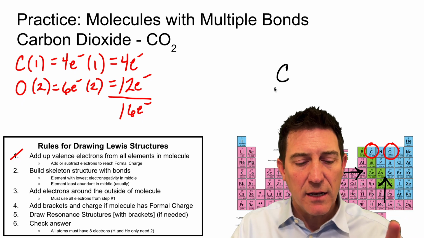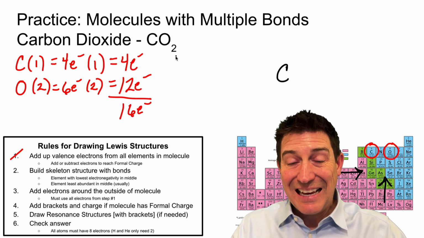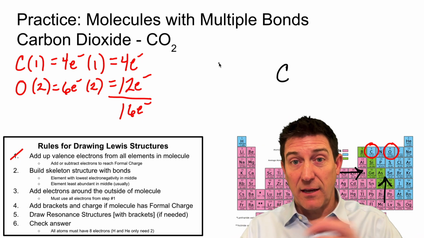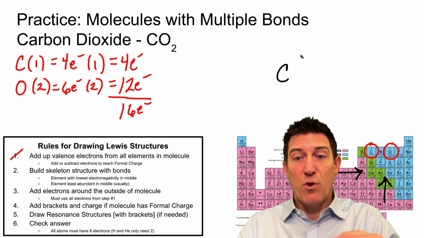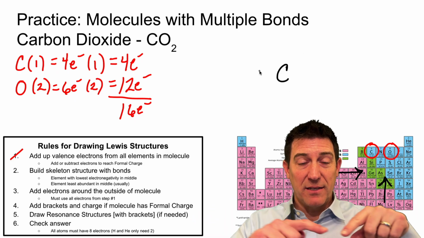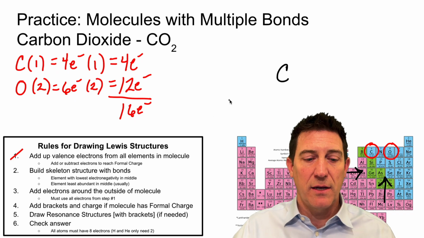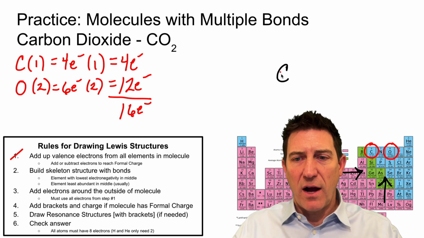Let me give you a little hint. If there's carbon present, it's probably going to be the middle because carbon is kind of a special thing. It can make 4 covalent bonds, though a lot of our structures have carbon at the center or lots of carbons at the center if we get into organic chemistry. I'm going to attach 2 oxygens.